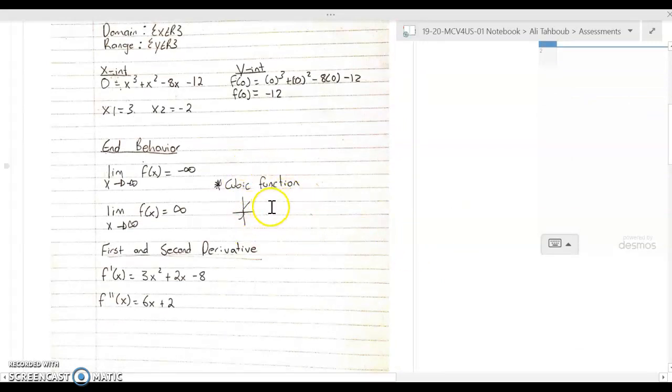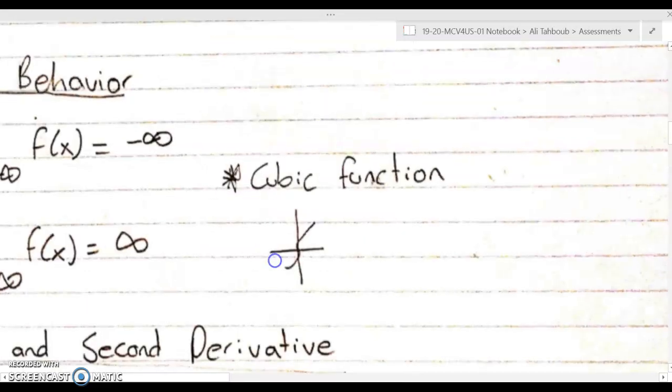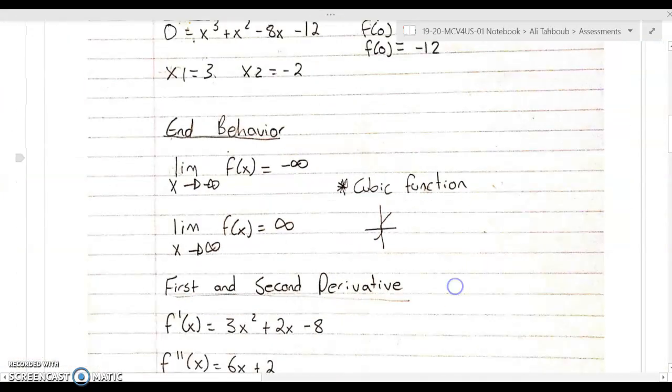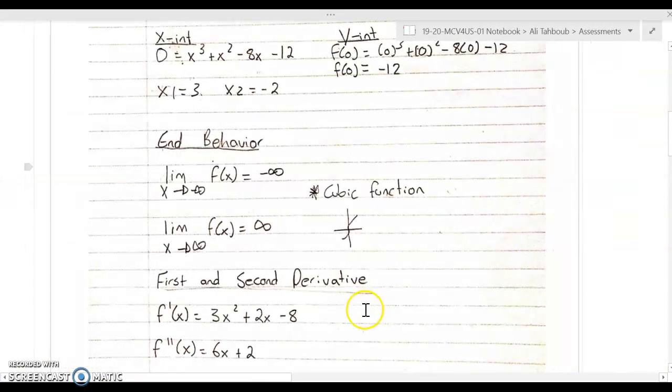Then I was asked to find the end behavior, and as I said before, we automatically knew that this was a cubic function with no restrictions. So we knew that the general shape of it looked like this, like the cubic function. We can tell that the end behavior as x approaches -infinity is -infinity, and as x approaches infinity, it's infinity. Just as we can see here, as x approaches -infinity, it goes down to -infinity, and as x approaches infinity, it goes all the way up to infinity.